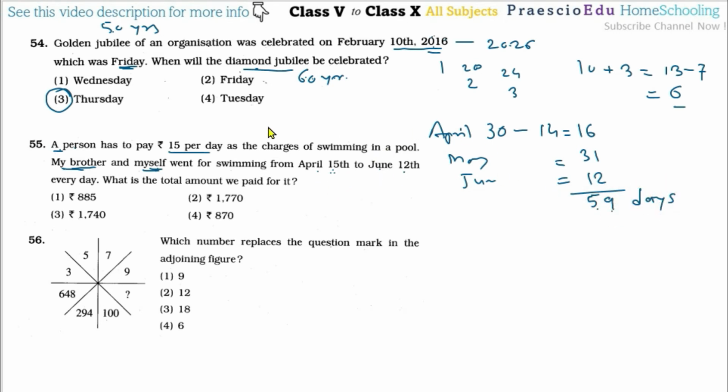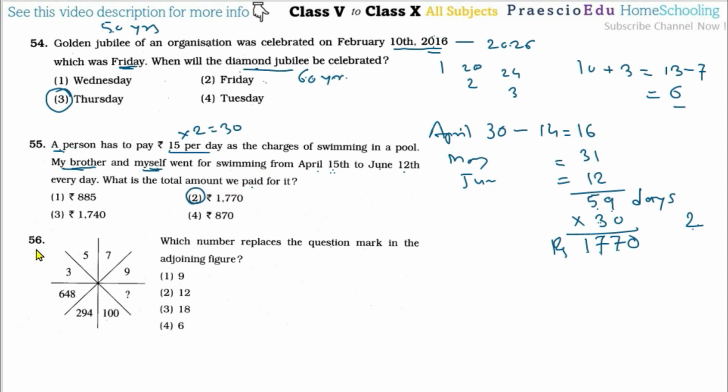Now one day costs 15 rupees per person. So for the two persons that is 30. So we have to multiply by 30. This 0 as it is. Now 3 nines are 27, 7 and carry 2. Now 3 fives are 15 plus this 2, that is 17. So rupees 1770 will be the total they have to pay. So option number 2 is correct.